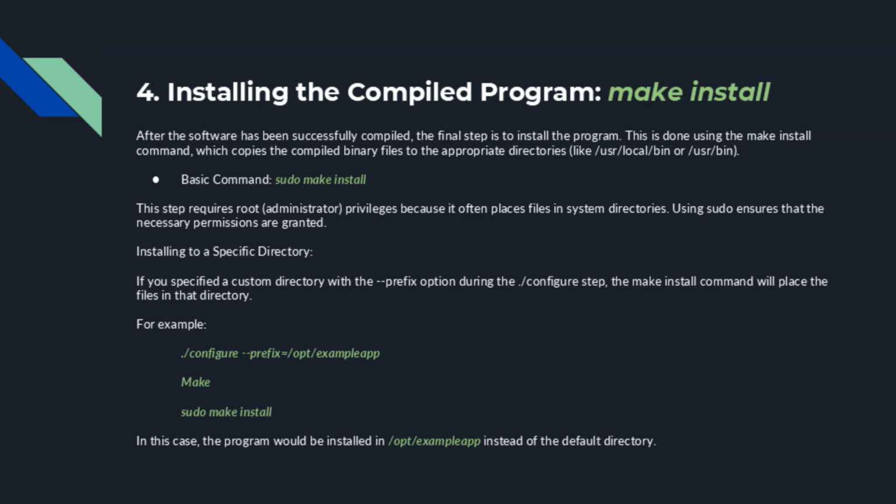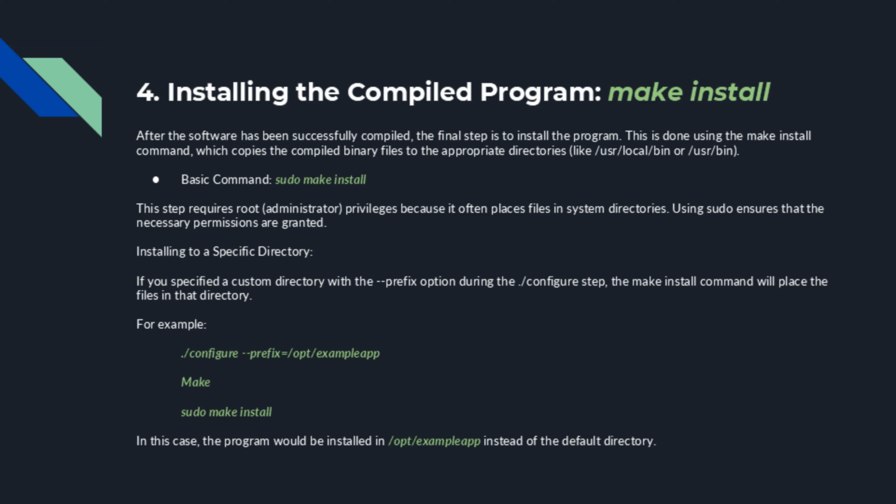/usr/local/bin or /usr/bin. Basic command: sudo make install. This step requires root, administrator, privileges because it often places files in system directories. Using sudo ensures that the necessary permissions are granted. Installing to a specific directory. If you specified a custom directory with the --prefix option during the ./configure step, the make install command will place the files in that directory.